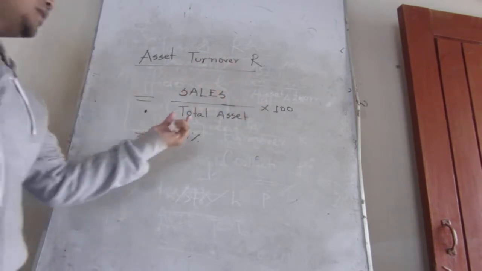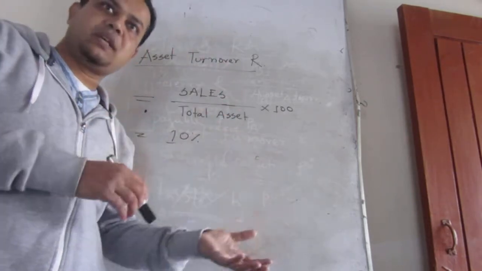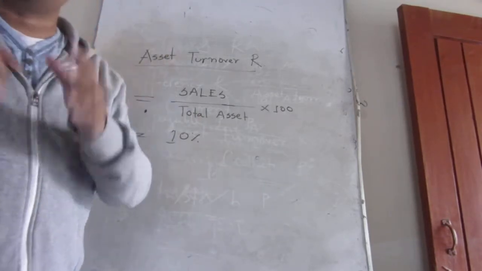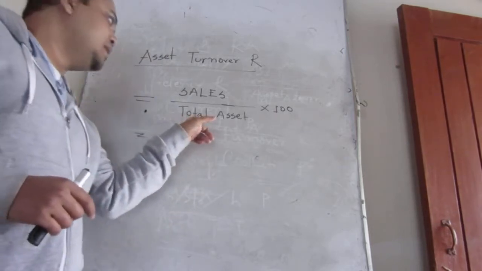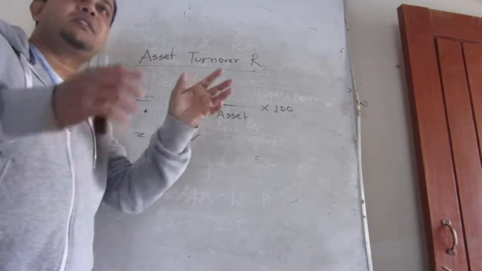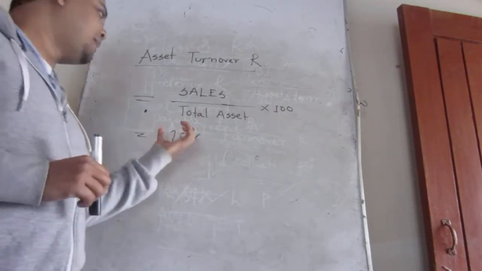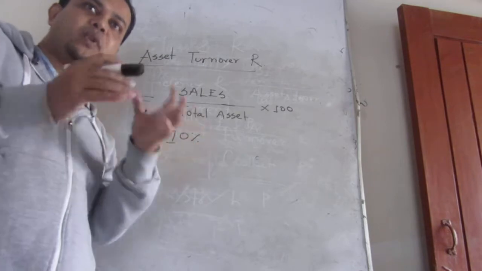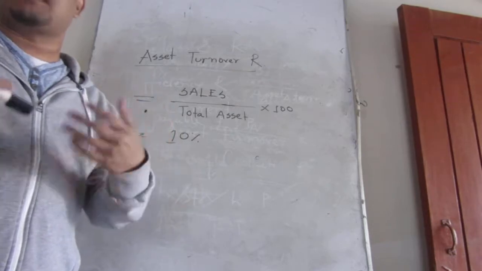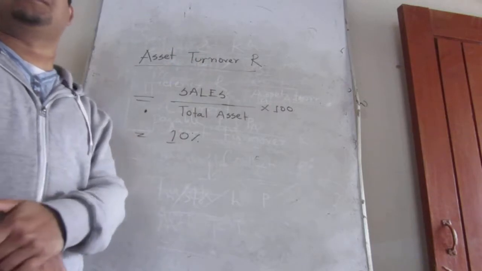That means by investing in asset, whether you think about non-current asset or current asset, in every case you have to make investment, right? So here you are investing, and by investment in total asset your company is generating sales income. So we need to know, per $100 of asset investment, what amount of sales is generated. That is the asset turnover ratio.